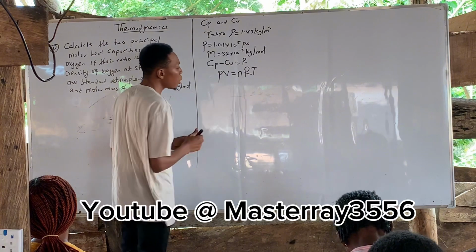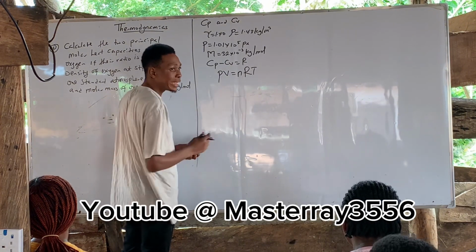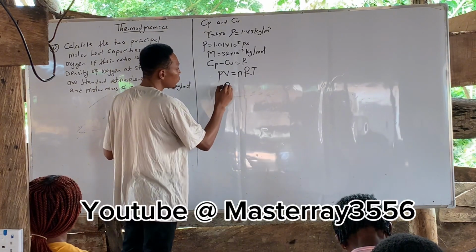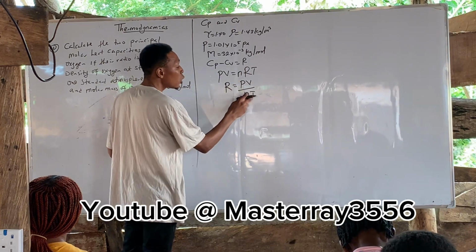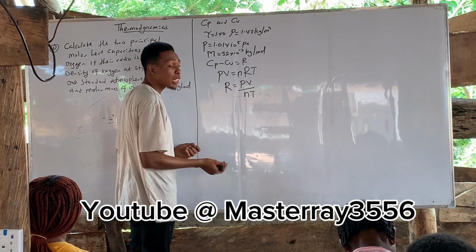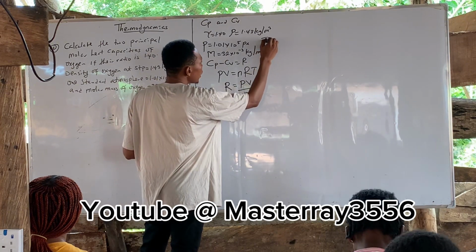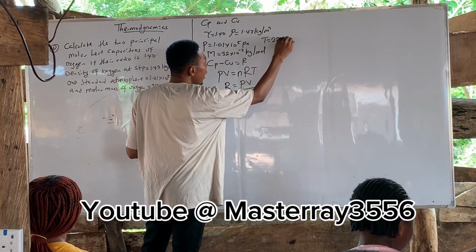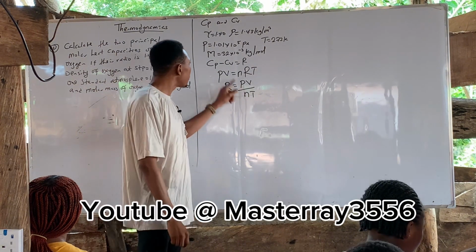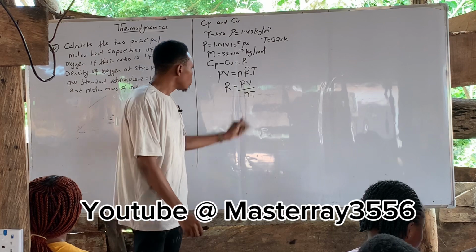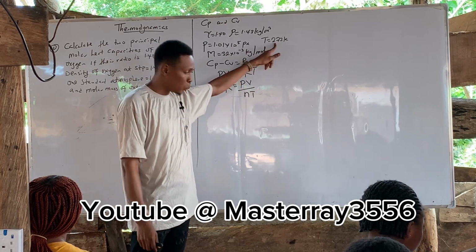To get R from here, what do we do? Divide both sides by nT, right? So it becomes R equals PV over nT. Your T there is temperature, and temperature is constant. At STP, your temperature is 273 Kelvin. Are you following? Now, this time around, we have pressure, right? Do we have temperature? Yes, we do.